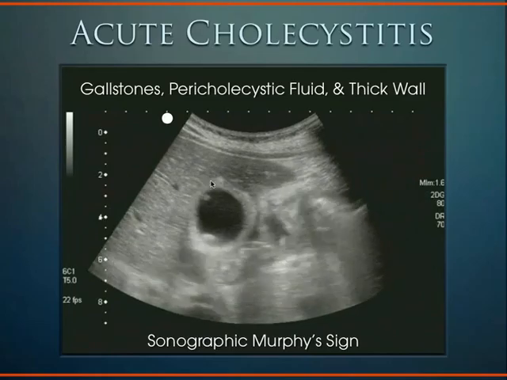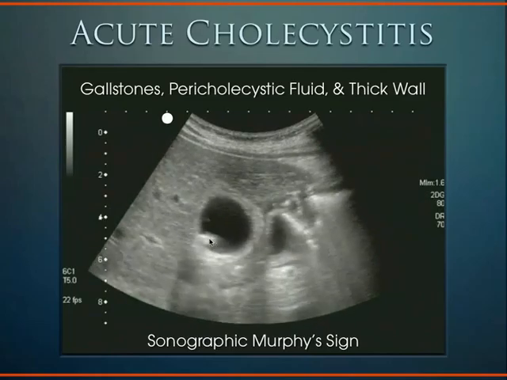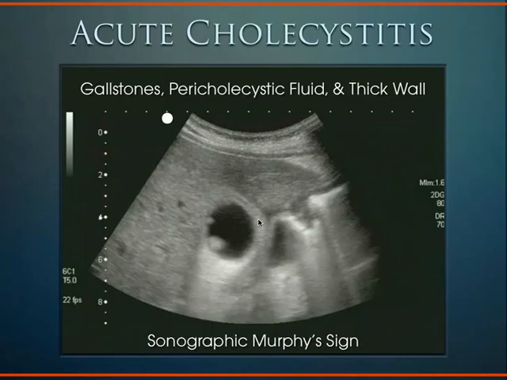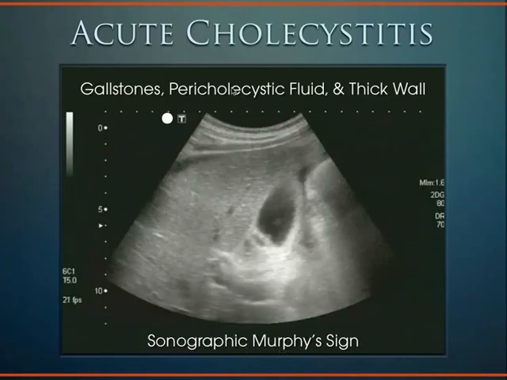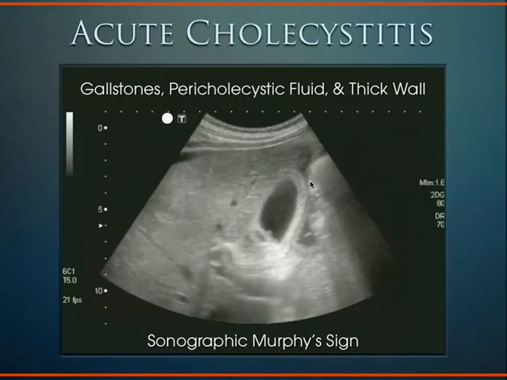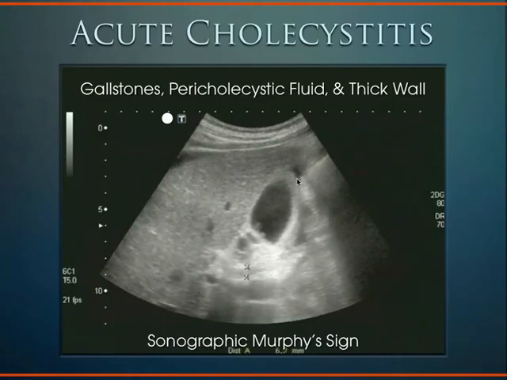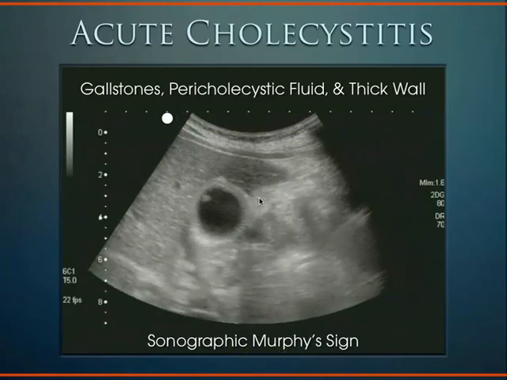This is another cool ultrasound. This is a very thickened gallbladder wall. We see an echogenic stone with its shadowing, and we also see some pericholecystic fluid. Pretty rare to see this, but when we do, it's pretty exciting. A wedge of fluid seen adjacent to the gallbladder.